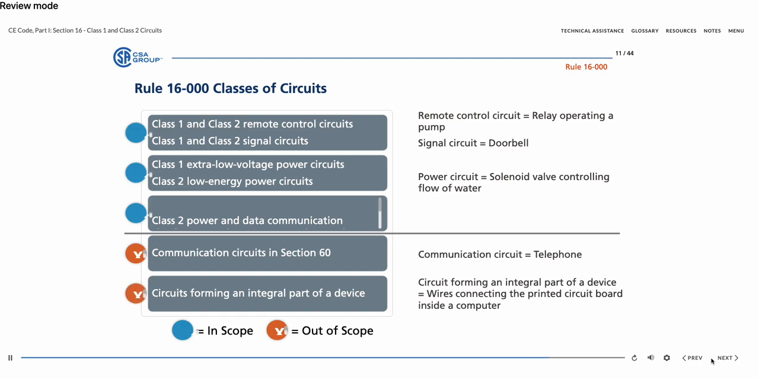Subrule 2 also excludes circuits that form an integral part of a device, such as circuits inside computer enclosures, annunciators of paging systems, telephones, intercoms, or process equipment.